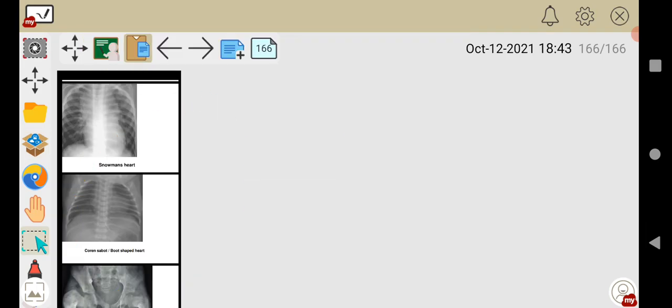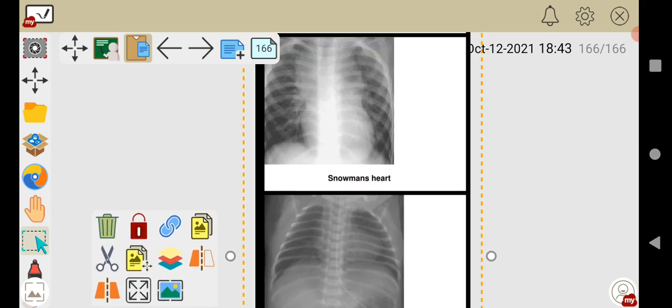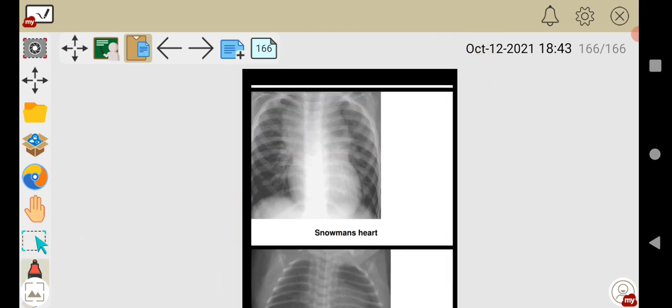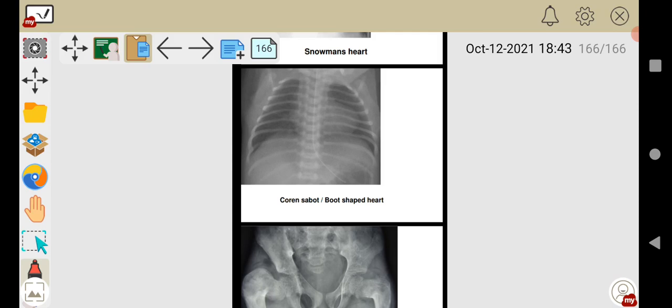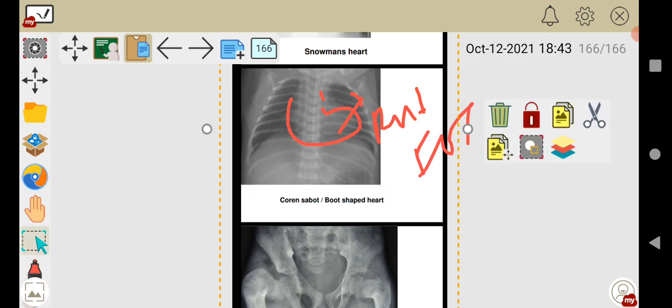Yes, so this I was talking about, the cardiac anomalies. This is figure of 8 shaped, the snowman heart, right? Snowman's heart. This is your boot shaped heart. See, this apex is due to RVH in tetralogy of Fallot, correct? And then we'll go next.